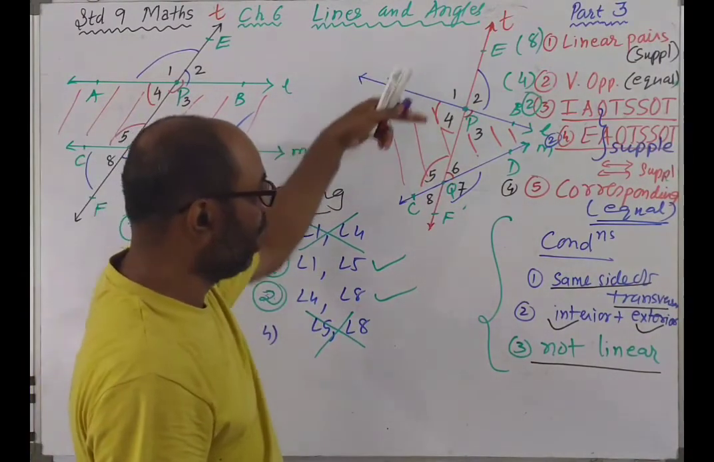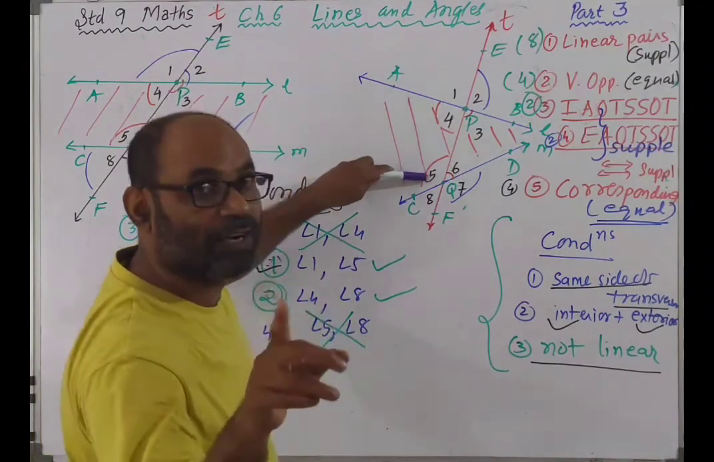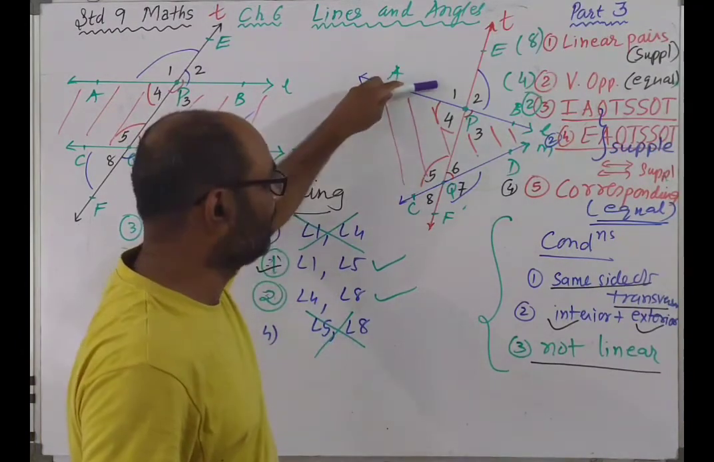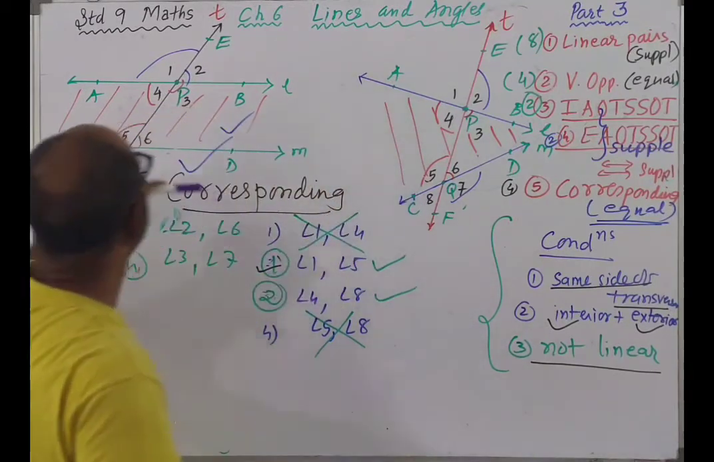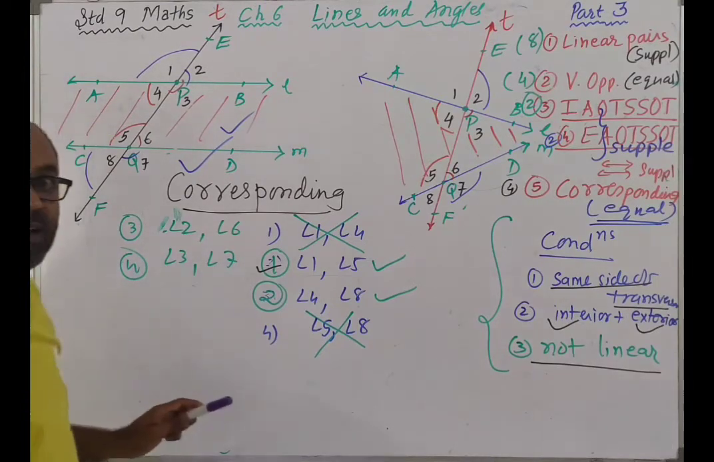Here, angle 1 and angle 5. अब देखो, angle 1, angle 5 corresponding pair, but they are not equal. ये 60 डिग्री, ये 80 डिग्री भी हो सकता है. लेकिन यहाँ angle 1 और angle 5 they are corresponding pair. ये 60 डिग्री तो ये भी 60 डिग्री होगा.